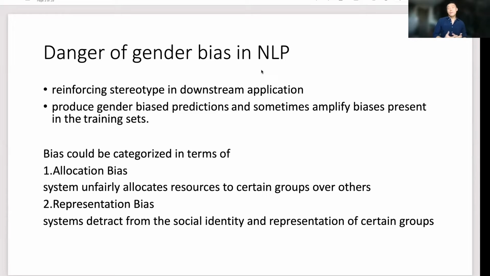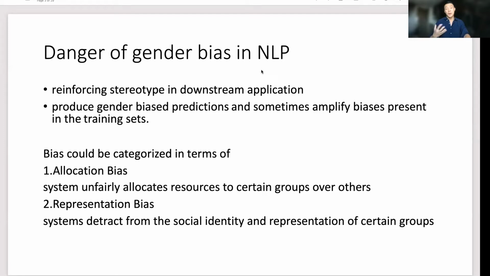So people have classified what kind of gender bias we might expect to find in real use. The danger of it is that it reinforces stereotypes in the downstream applications. There'll be more examples coming, and sometimes it will produce predictions that have gender bias in it, and then amplify the biases in the training set.